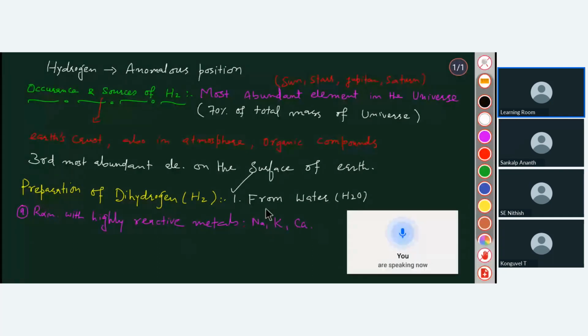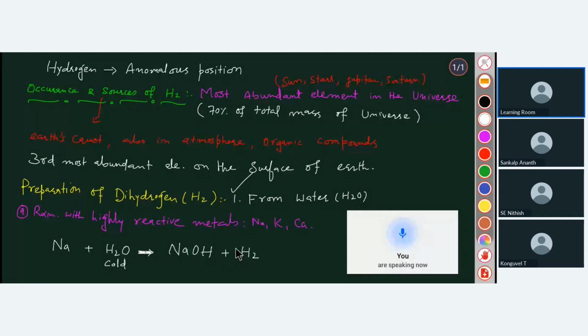For example, if I write a reaction here of sodium, I am reacting it with water, but this water is not at very high temperature. It is cold water. Hot water, boiled water, or steam is not required here. Why? Because sodium is highly reactive. Now, can you tell me what will be the product? The product will be sodium hydroxide plus H2. Hydrogen gas will get created.